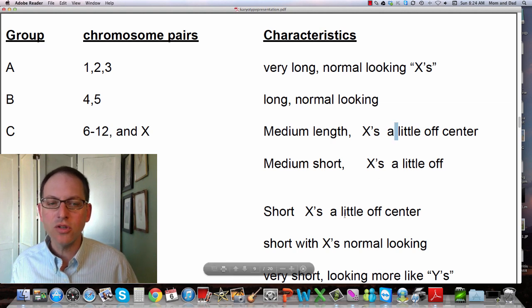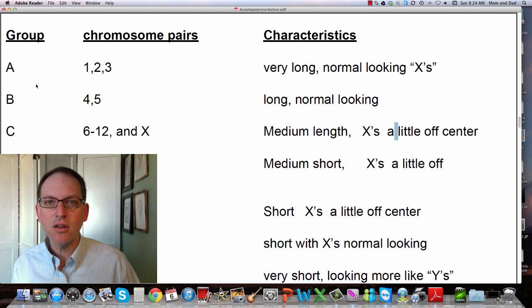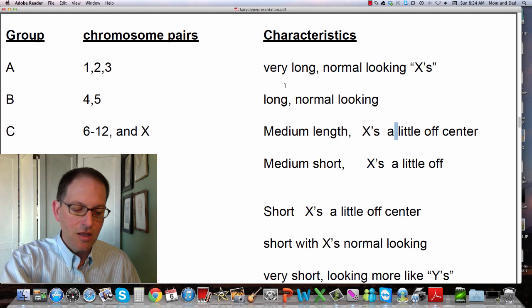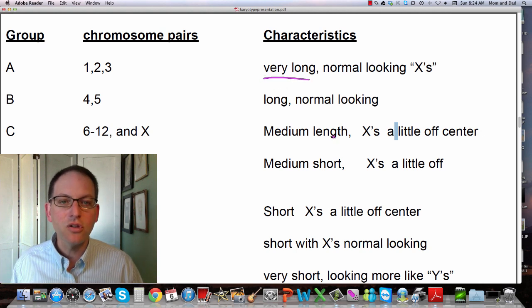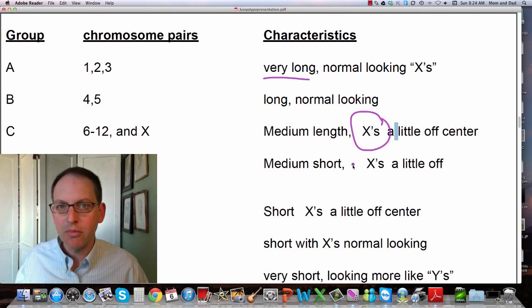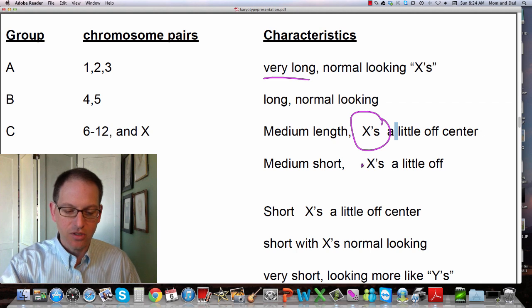Well, I'm not going to go through this whole sheet, but this is the sheet that you are going to use when you are doing a karyotype. You're going to break the groups of chromosomes down into these letter groups, and you're going to look at these characteristics. Basically, you're looking at the length of the chromosome, and then you also are looking at where these X's are. That's something called the centromere, which I'm going to show you a picture of in just a second here.